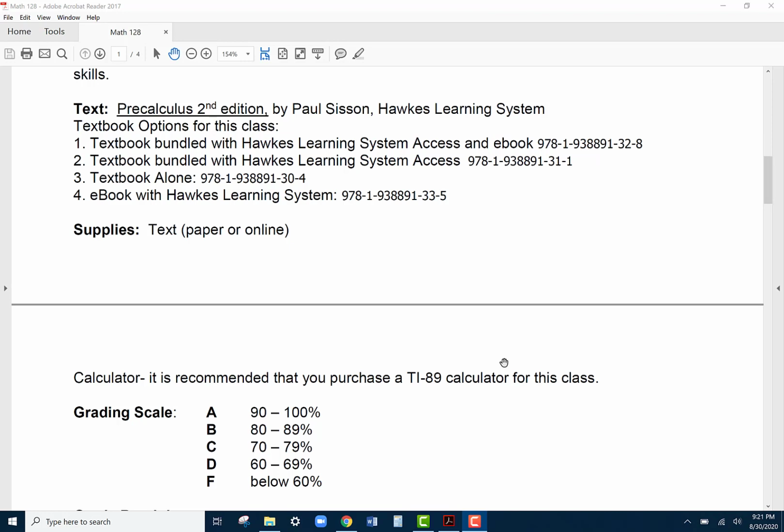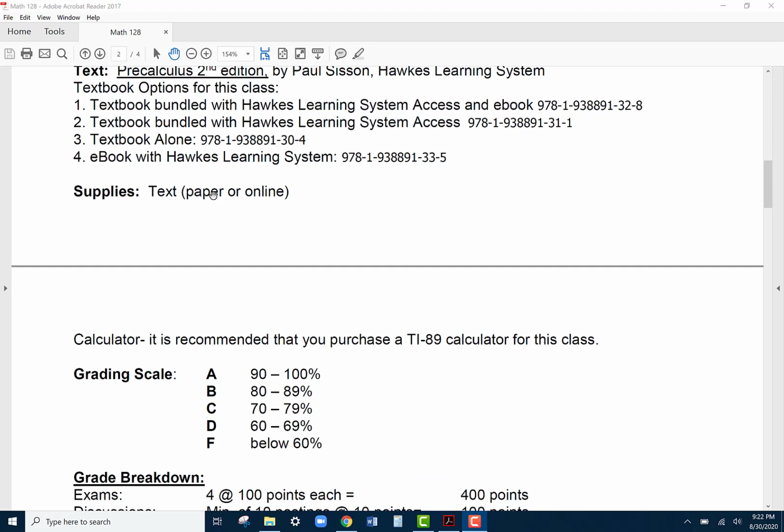This has been out for a while. There should be plenty of used copies out there. You can get the textbook bundled with the Hawks Learning software and the ebook. You can get the textbook just with the software, get the textbook alone, or the ebook alone. It really doesn't matter to me. I'd like you to have a textbook so you can find the homework and look over lessons. I do have lessons I teach, but it gives you a chance to actually review what I've covered in the textbook, so you get another perspective on that.